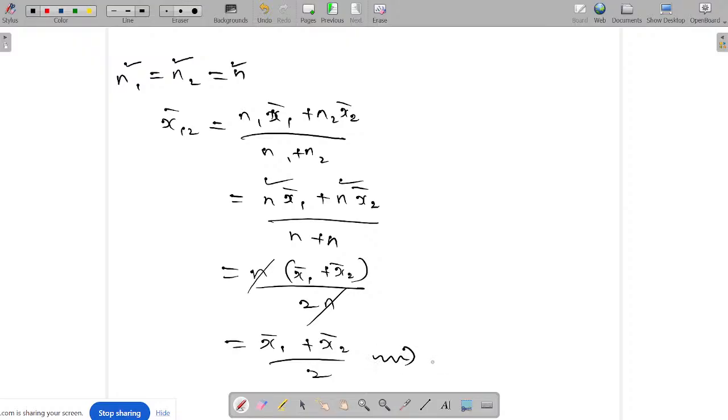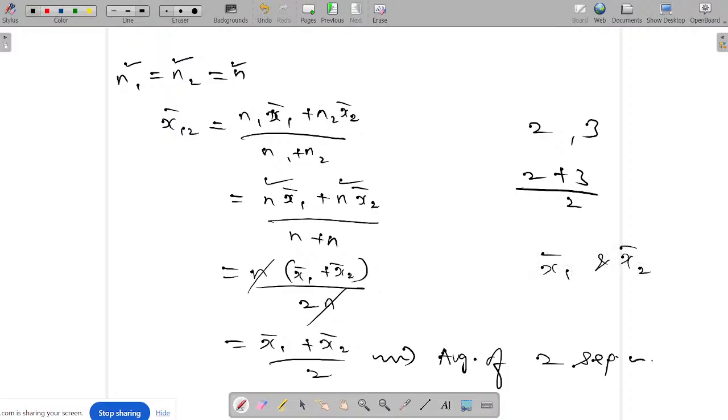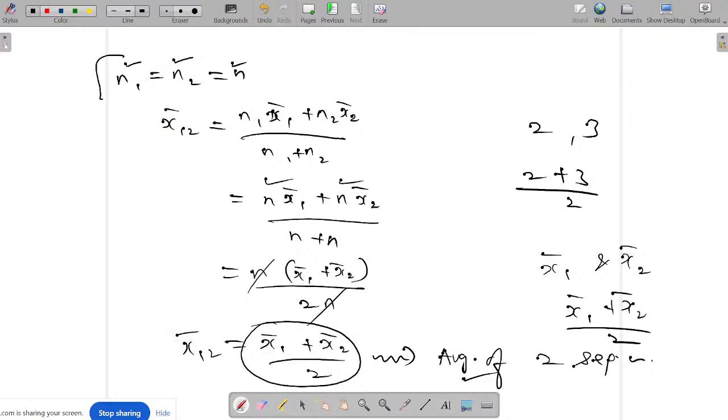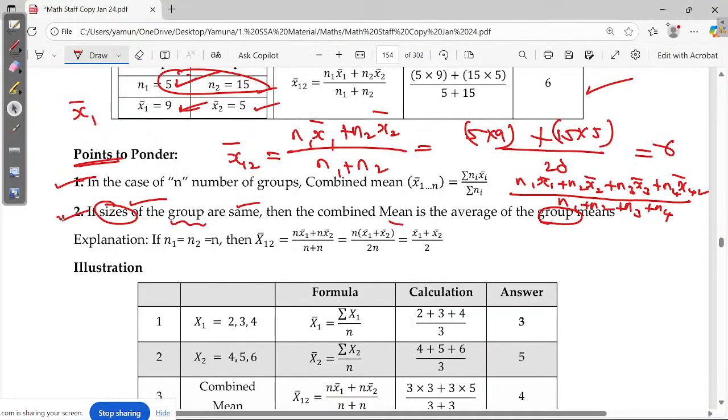Please make a note. Shall I write this as the average of 2 separate means, not the combined mean? Yes. So when we are using this, what do you mean by average? See, I'm giving 2 values, 2 and 3. How will you find the average? 2 plus 3 by 2. Now I'm giving 2 mean values. X1 bar is one mean value and X2 bar is another mean value. How can I find the average? X1 bar plus X2 bar divided by 2. So 2 separate means are there. If I take the average, I'll get the X12 bar value when N1 and N2 are the same. This is the second point.